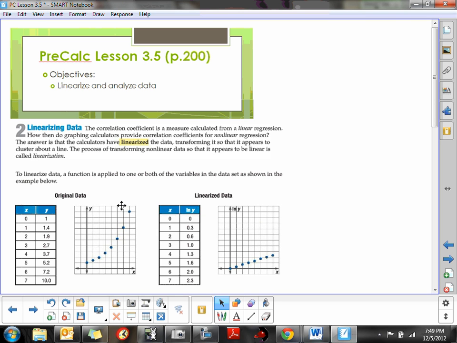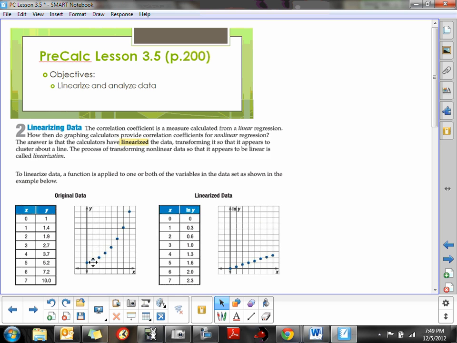But the calculator has an algorithm that takes this data and transforms the values, and what they're showing you is a log transformation. So the original x values stay the same. What they do is transform the y values by taking the logarithms of all these y values. We're going to do this all in the calculator, so you don't have to sweat having to punch all those in. It's pretty easy when you look at how we're going to approach this on the calculator.